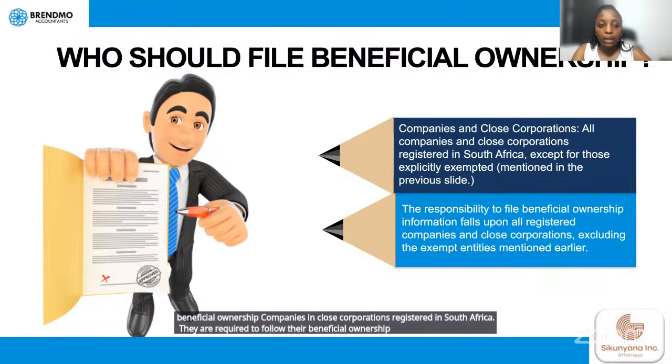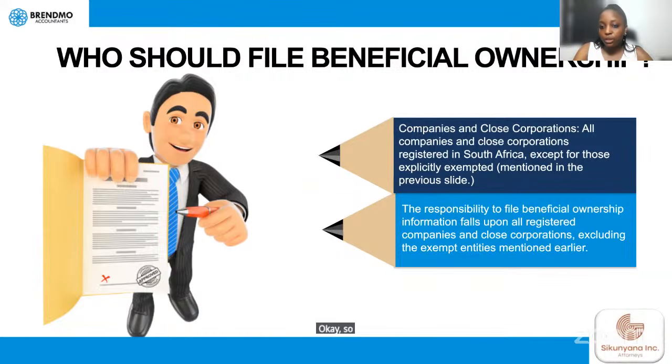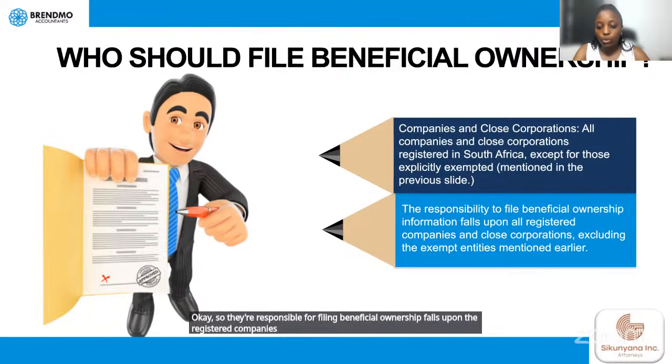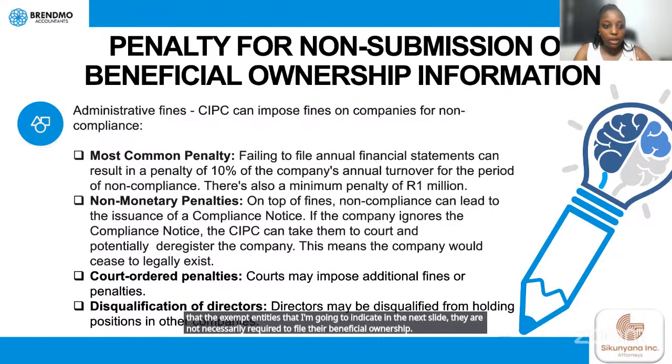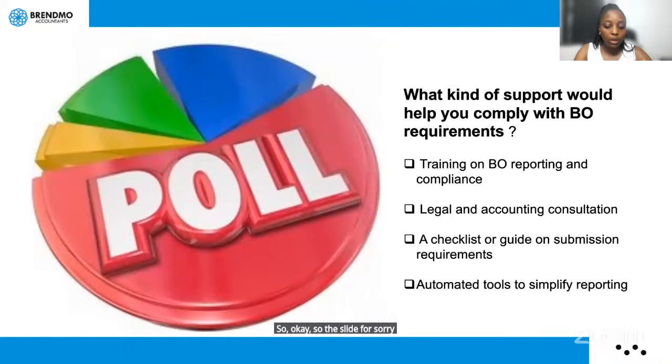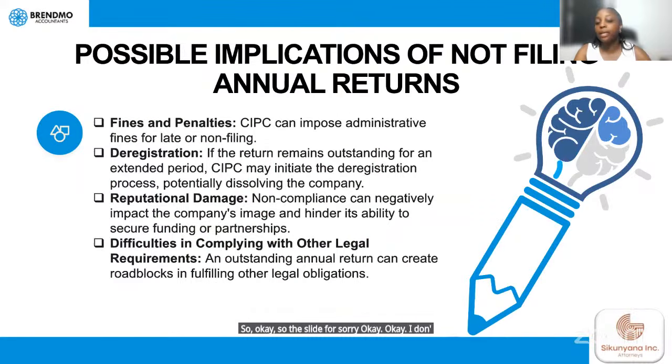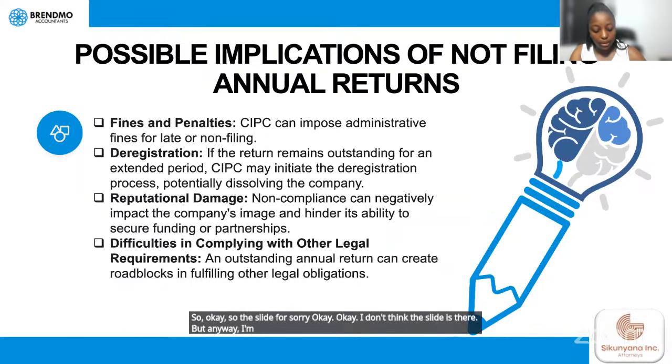I'm going to indicate the entities that are exempted from filing beneficial ownership in the next slide. The responsibility for filing beneficial ownership falls upon the registered companies and close corporations, and then also the exempt entities that I'm going to indicate in the next slide are not necessarily required to file their beneficial ownership. I don't think the slide is there, but anyway, I'm going to take you through the entities that are exempted from filing beneficial ownership.